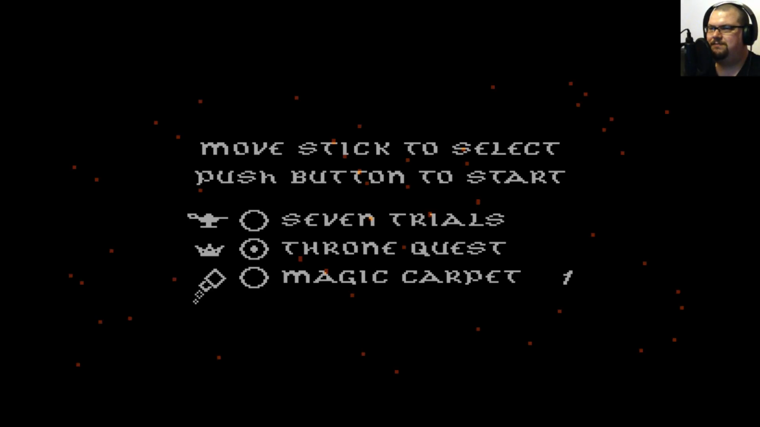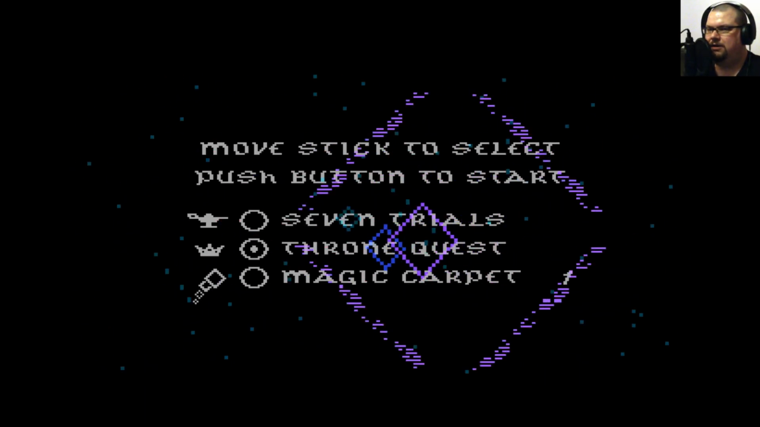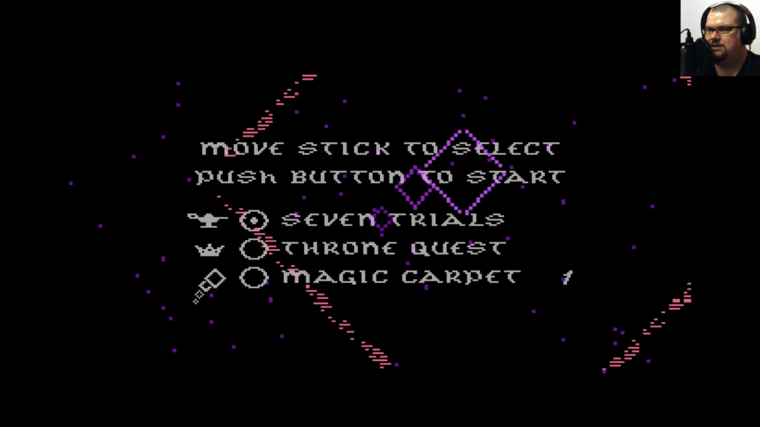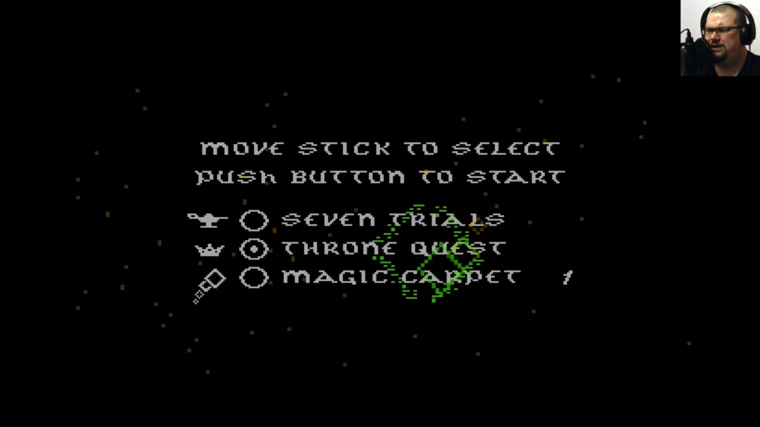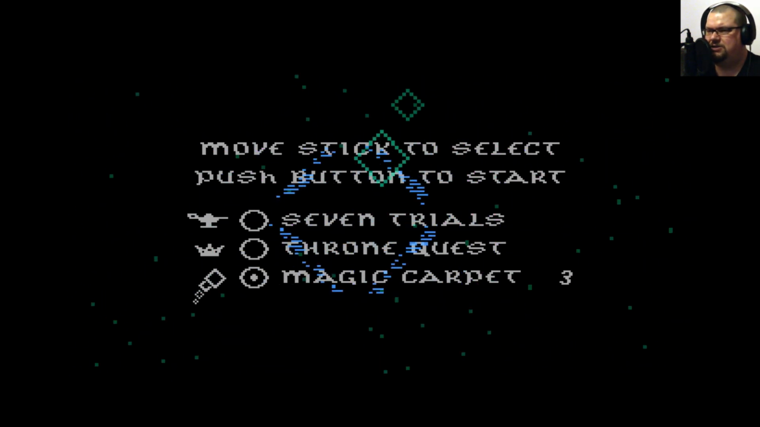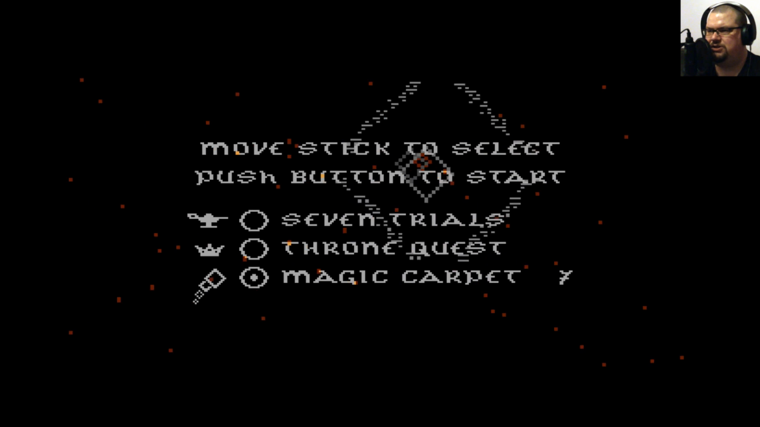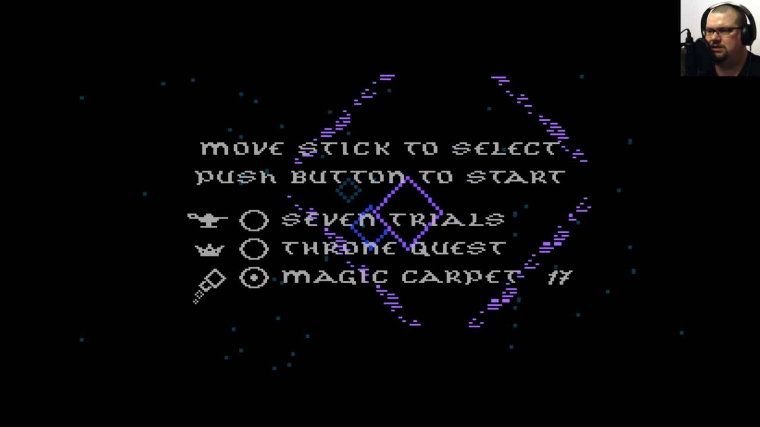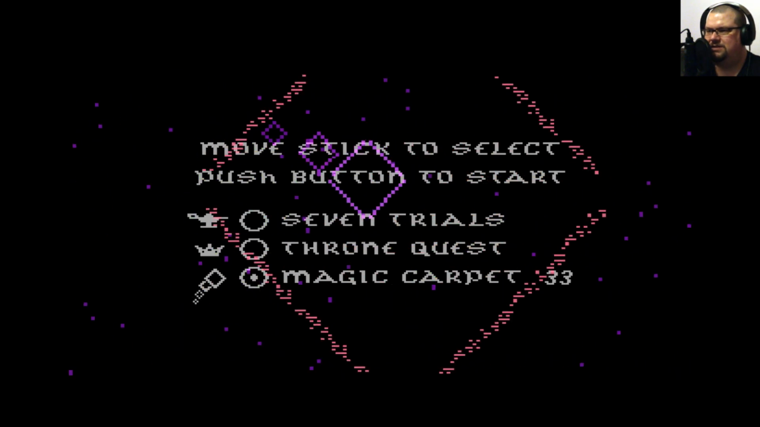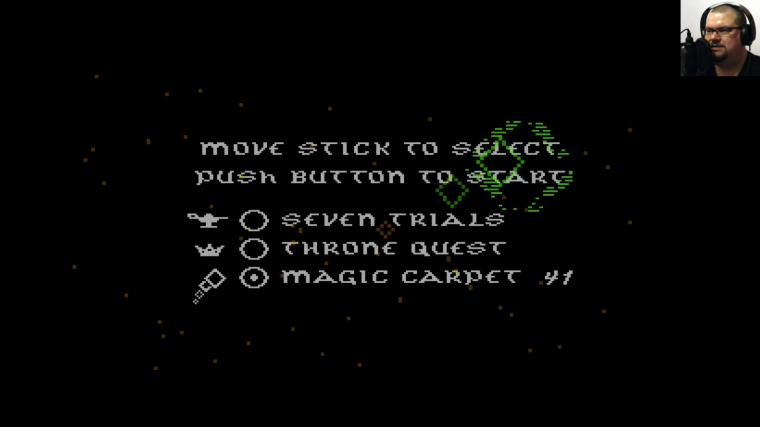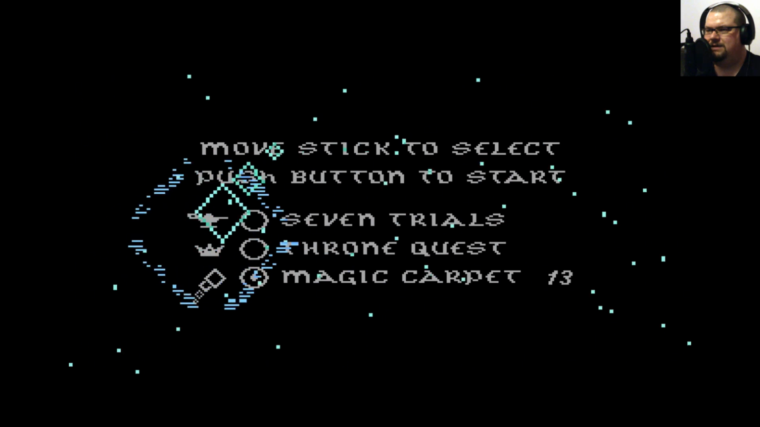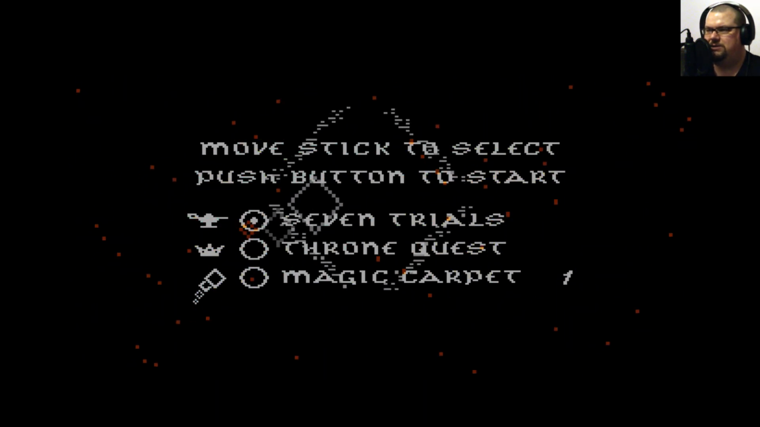Master of the Lamps. Okay, so there are 3 different ways to play. You have the 7 trials, which is self-explanatory. The Throne Quest, which takes you through, I think, 3 lots of 7 trials, if I remember correctly, getting more difficult each time. And then Magic Carpet, which lets you go to a particular stage of your choice and just give it a go. And there are lots of stages, as you can see. Many, many stages. Anyway, let's do 7 trials, because that's the most straightforward way to play.